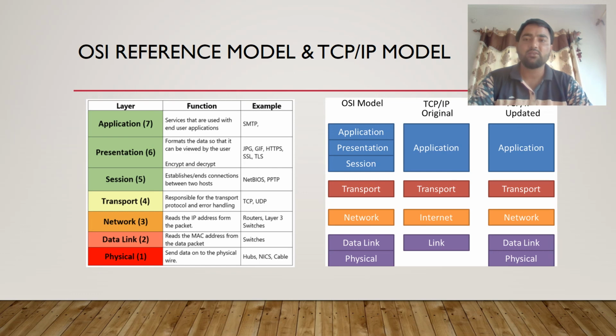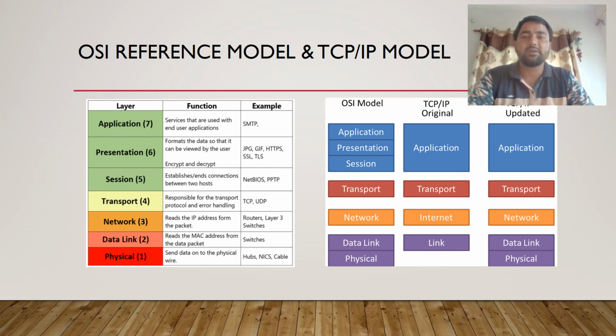So this is the OSI reference model, and this was the process done at the sender end, and a reverse process is performed at the receiving end. That means first data goes to the physical layer, then data link layer, then network, transport, session, presentation, and application layer. After that, the data is obtained by the user.